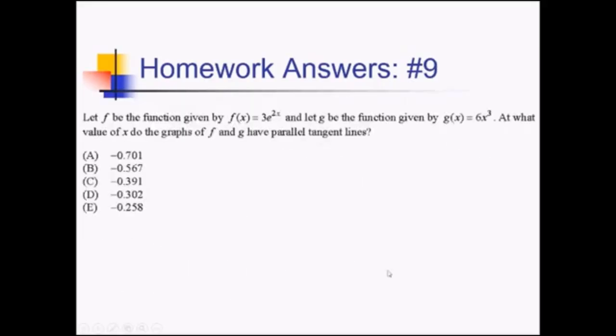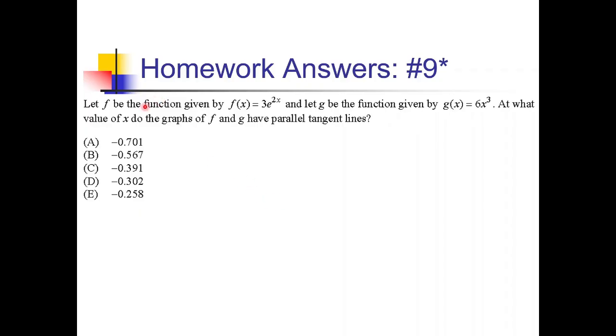So there you go. For this problem, they're saying f is 3 times e to the 2x and g is 6 times x cubed. They want to know at what value of x do the graphs of f and g have parallel tangent lines. If the tangent lines are parallel, that means there is some x value that, when I plug it into the derivatives of each of these functions, should give me the same value. So the way to solve this is to figure out the derivative of these two things, set them equal, and solve for x.